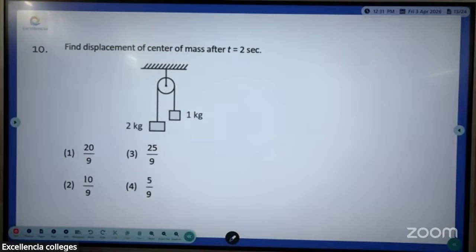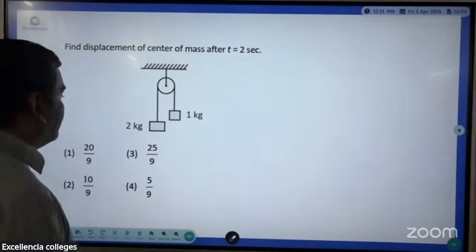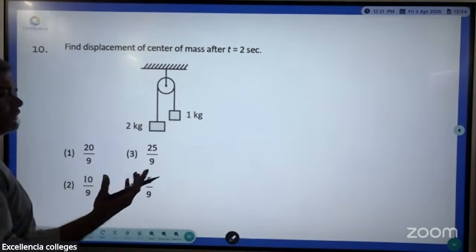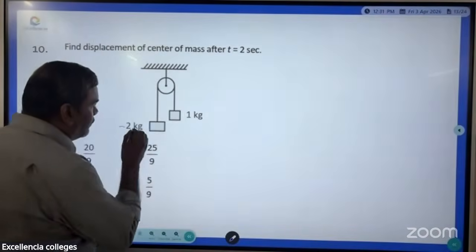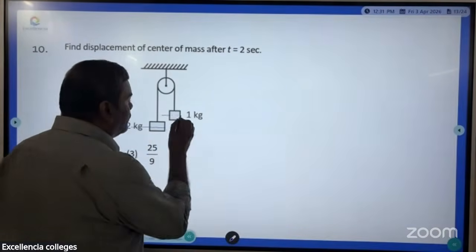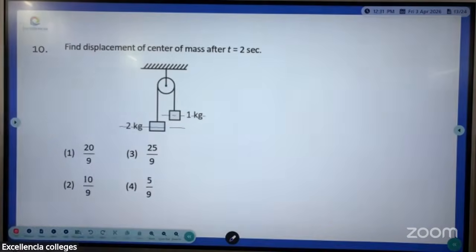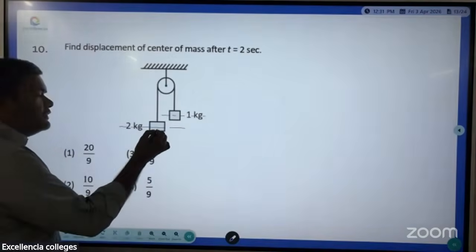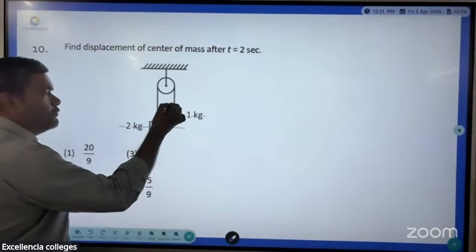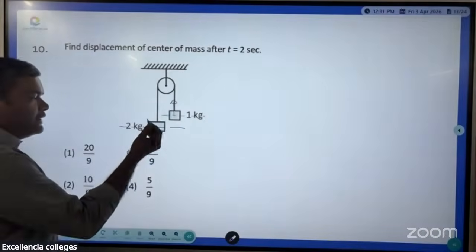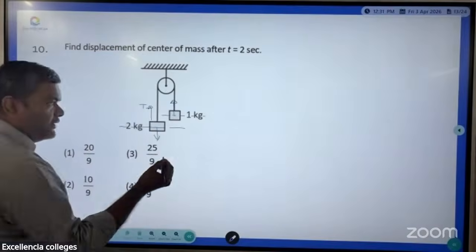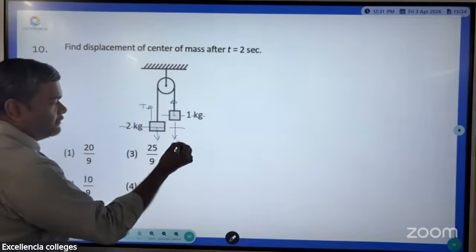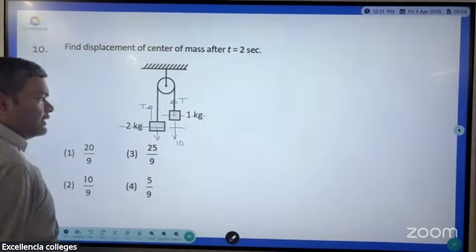Find the displacement of center of mass at time equals to 2 seconds. So if you know the displacement, what is center of mass and all, and you know the concept, you have studied in your institute, you must be able to solve this question. Obviously, common sense says that 2 kg is going to go down and this one is going to move up. And the free body diagram of this 2 kg will give me a tension in the upward direction. And this 1 kg will have a 10 Newton and there will be a tension in the upward direction here.